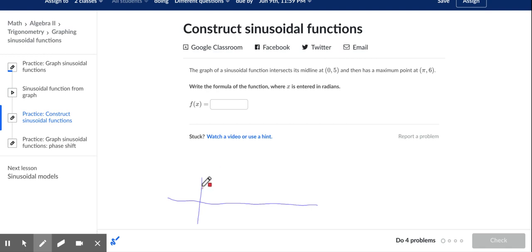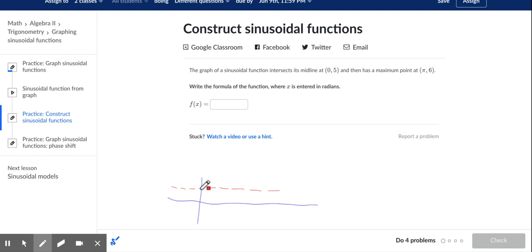So (0, 5), let's say that's here. That's where it crosses the midline, which means the midline looks something like this. So the midline goes through that point. The midline is going to be y equals 5, and it intersects with the graph here at x equals 0. So which function, sine or cosine, crosses the midline at 0? Well, hopefully you remember from the last video that would be sine.